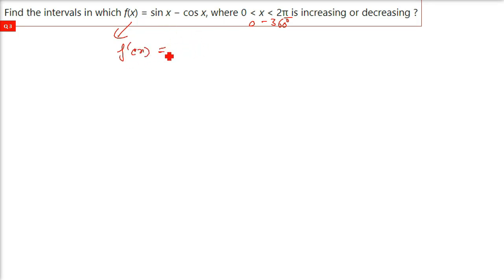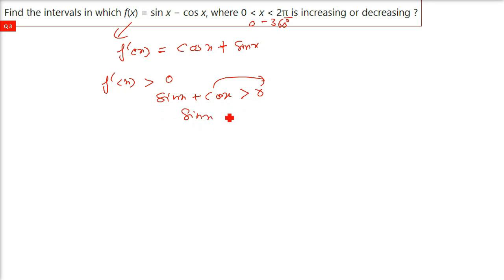f dash x is the derivative of sin x, which is cos x, and the derivative of minus cos x, which is plus sin x. So it will be cos x plus sin x. Now if you want to find the critical point, just put it equal to 0 and you will get cos x equals minus sin x. If you divide both sides, you will get tan x equals minus 1. So tan x equals minus 1 is the critical point, and you have to find the x at which tan x will be equal to minus 1.